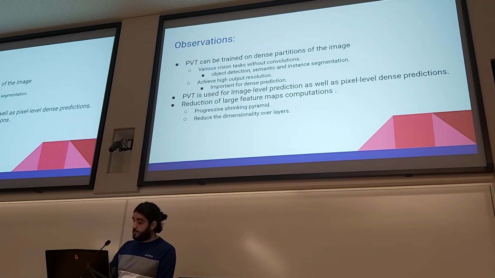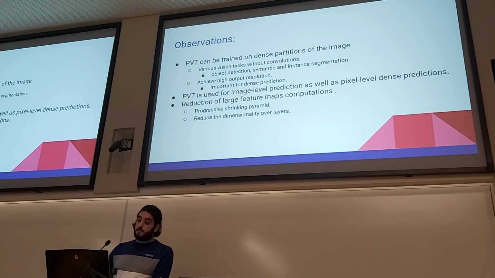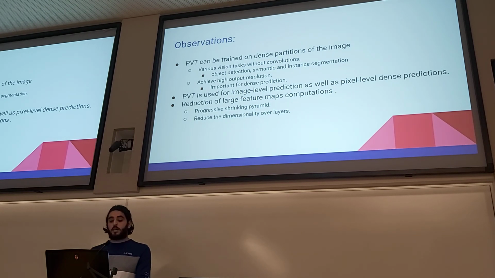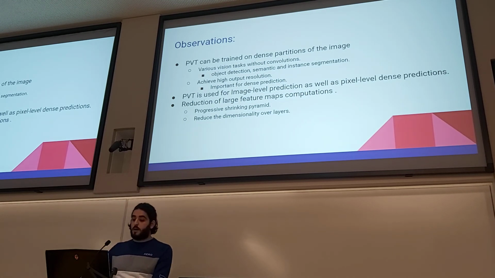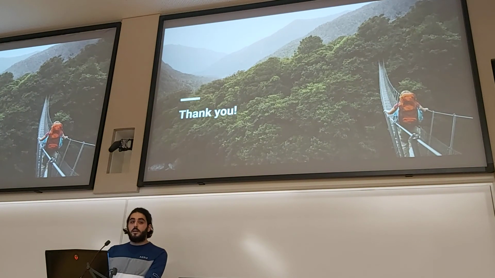So the key observations from this PVT transformer: PVT can be trained on dense predictions, like various vision tasks, without convolutions. For example, object detection, semantic and instance segmentation, which achieves high output resolution, which is important for dense predictions. Secondly, PVT is used for image level prediction as well as pixel level dense predictions. And finally, reduction of large feature map computation, which introduces a progressive shrinking pyramid that reduces the dimensionality of a layer. Thank you for your attention.